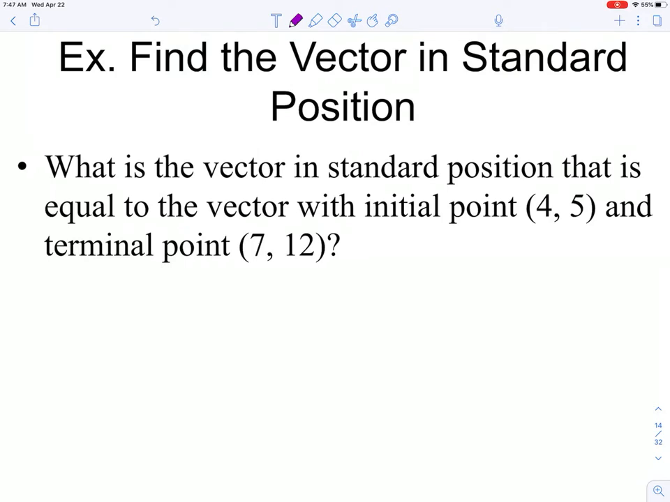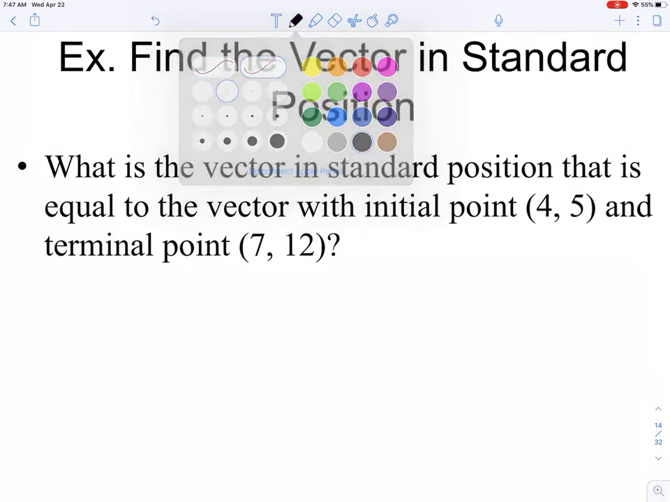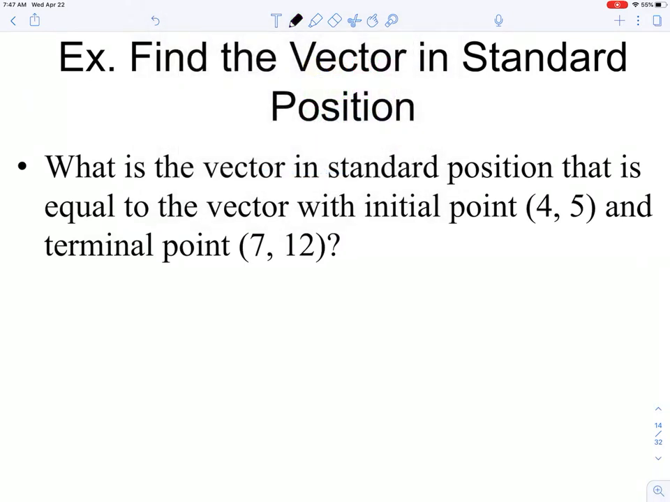So like I said, we can find the standard position, so basically the component form of any vector. You can think about just moving that vector into standard position. So this example is asking us, what is the vector in standard position that is equal to the vector with an initial point at 4, 5 and a terminal point at 7, 12. So remember, two vectors are considered to be equal if they have the same magnitude and direction.